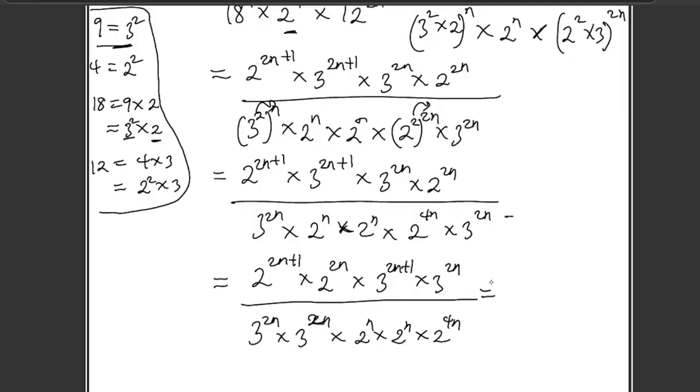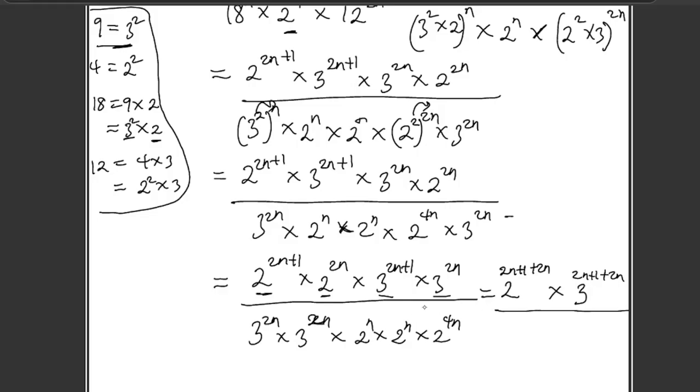For the numerator, those two numbers that have 2 as their base, this and this, what do we do? Apply the first law of indices. Since they have the same base, which is 2 and 2, we simply add their indices: 2n plus 1 plus 2n. So 2 is raised to power 2n plus 1 plus 2n. Then times, for this, it is also 3 and 3. They have the same base also, and that's 3. What do we do? Add their indices: 2n plus 1 plus 2n.